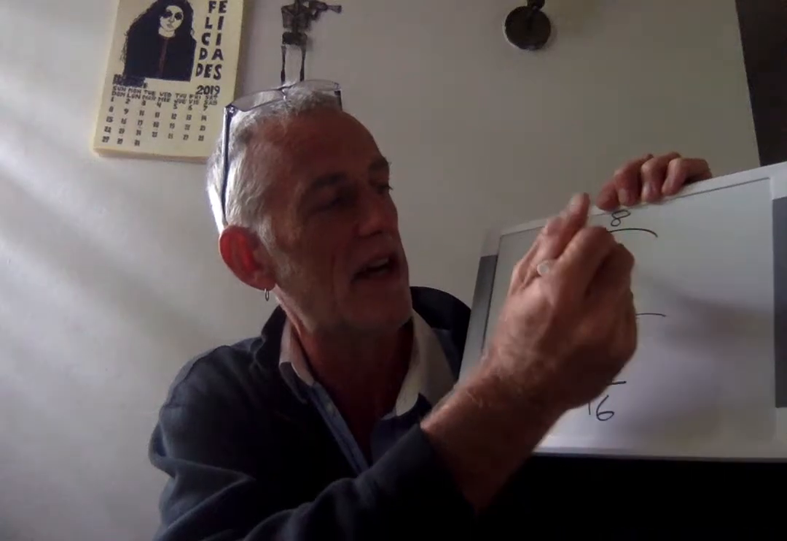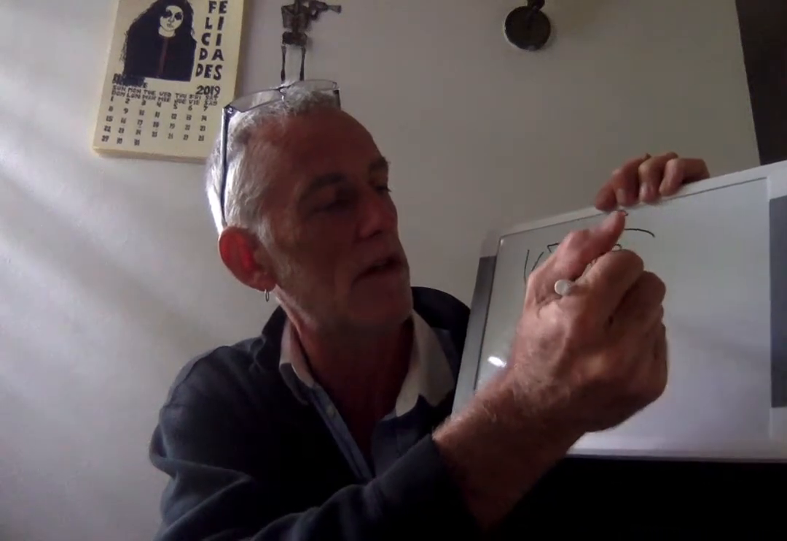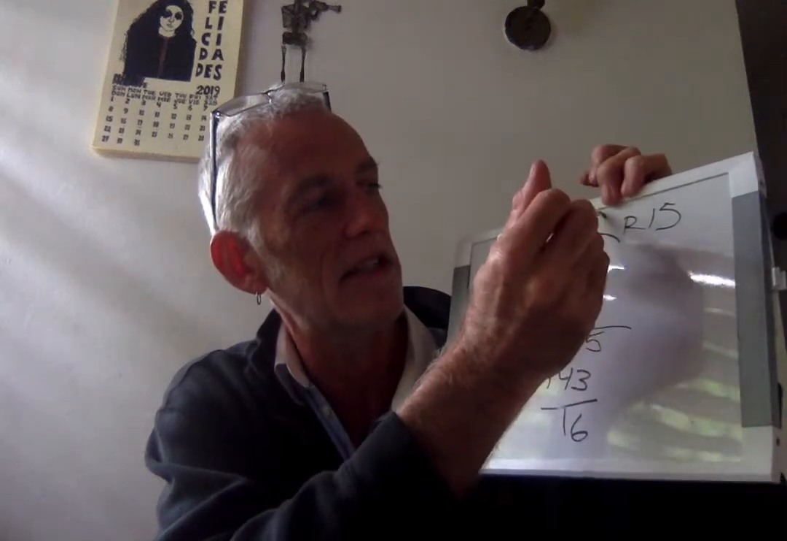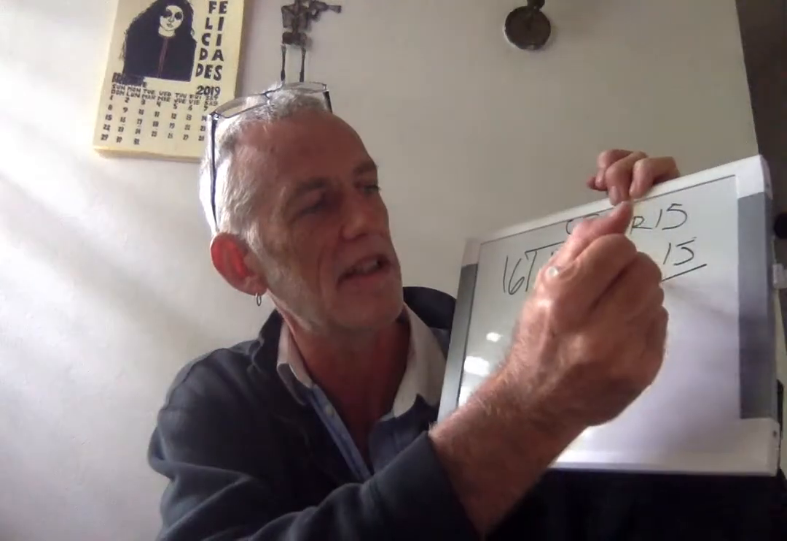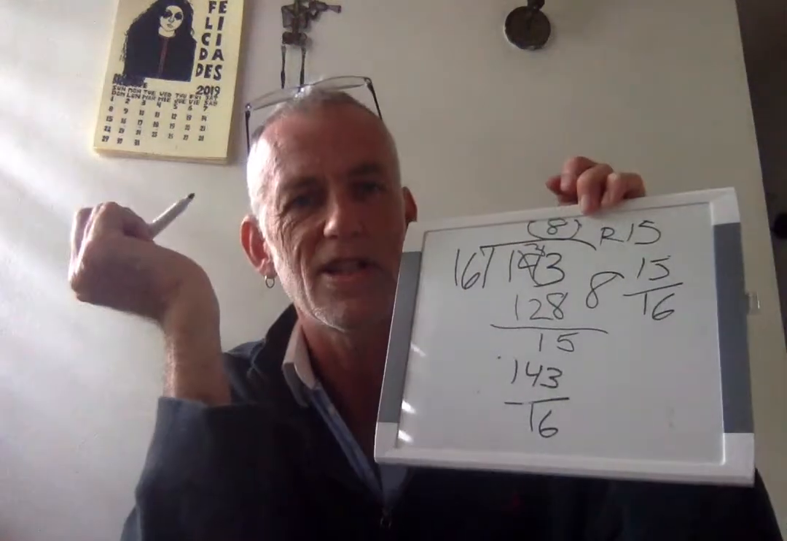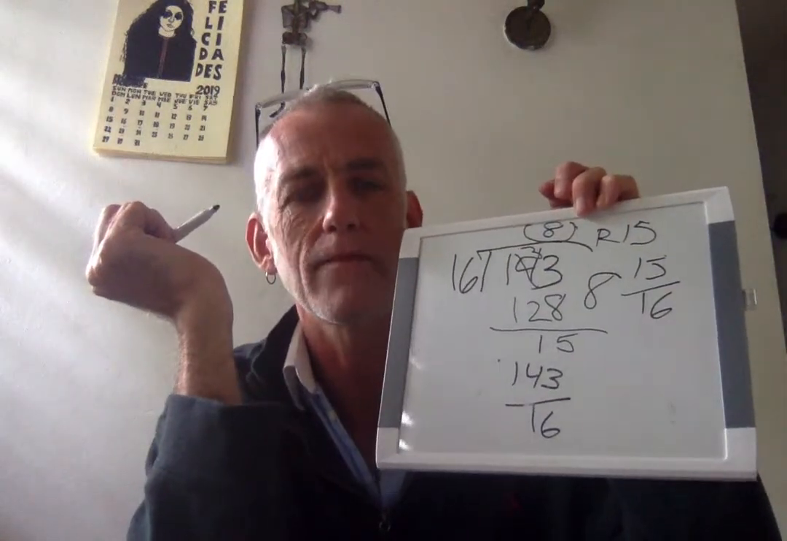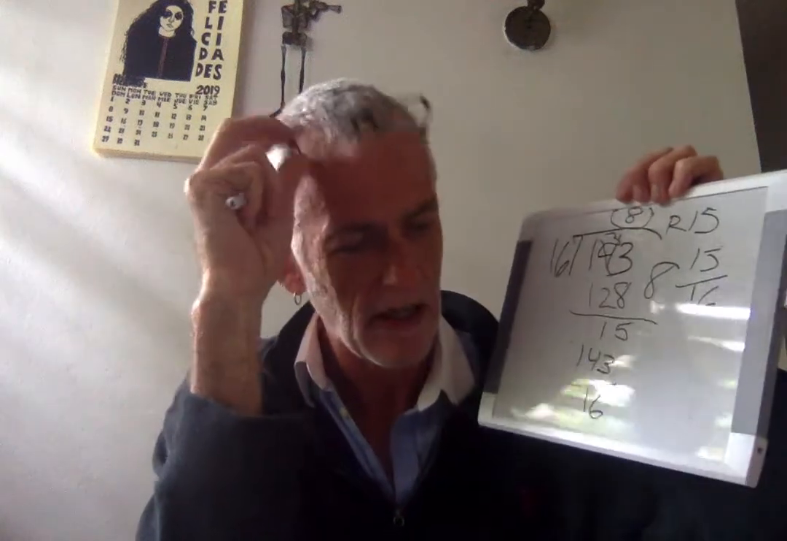13 minus 8 is 5. 3 minus 2 is 1. Remainder of 15. Your answer is 8 and 15/16 square feet. Good for you, Alexandra.